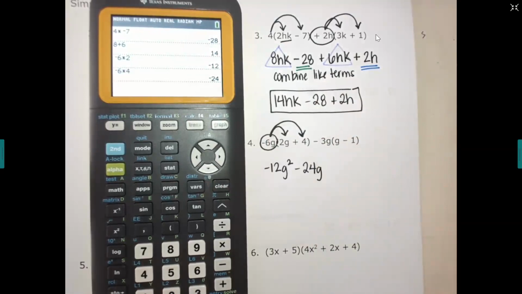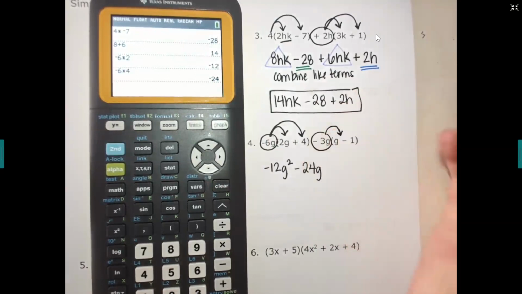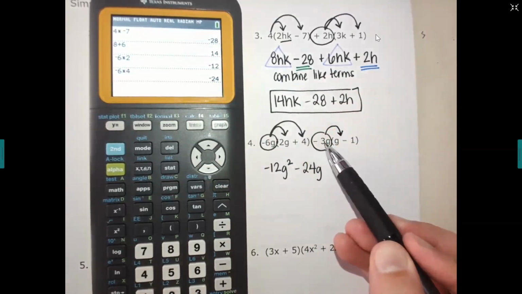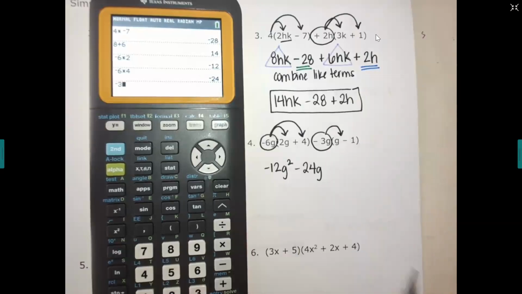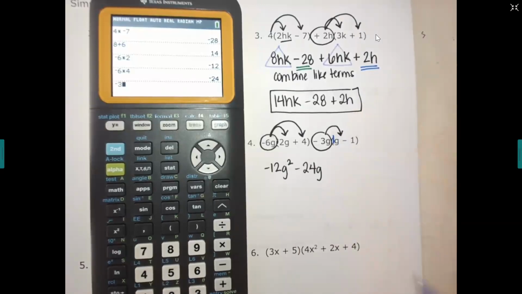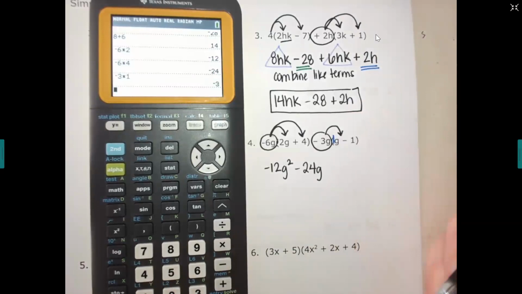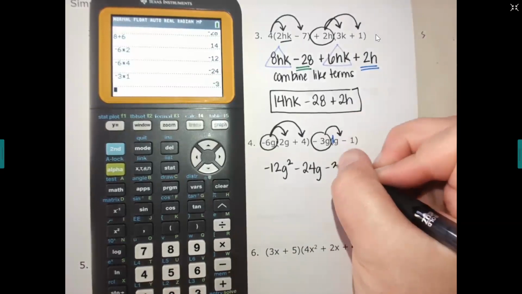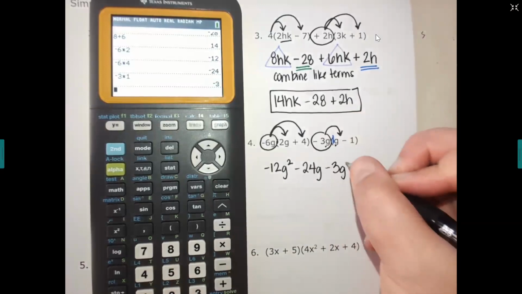Okay, lastly on that, I have a -3g. I'm going to distribute that. Do make sure that this negative is a part of the 3. So when you times that 3 in, it's actually a -3. Also remember that here in front of this g, if there's not a number there, that counts as a 1. So I would do -3 times 1 for the number part. So -3 times 1 is -3. And then I have a g and then another g, that makes it a g squared.